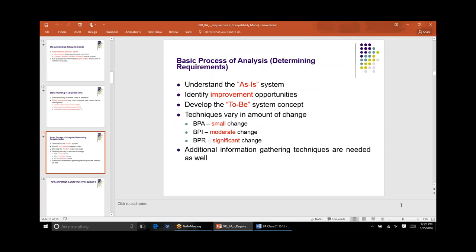So, in the basic process of analysis or determining business requirements, the usual approach is to determine the current state. Determine the as-is: determine the current state business requirements, what is currently taking place. Understand the as-is, the current state.